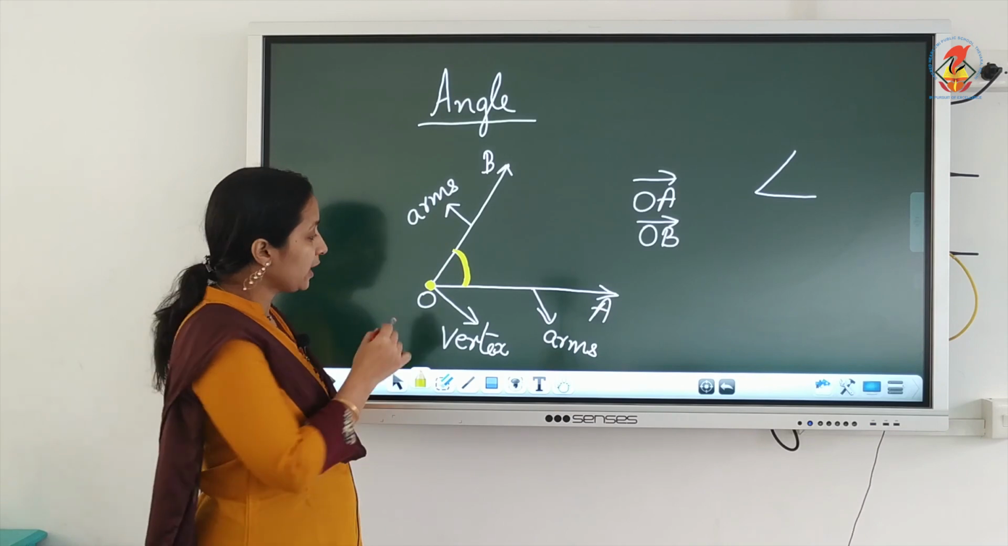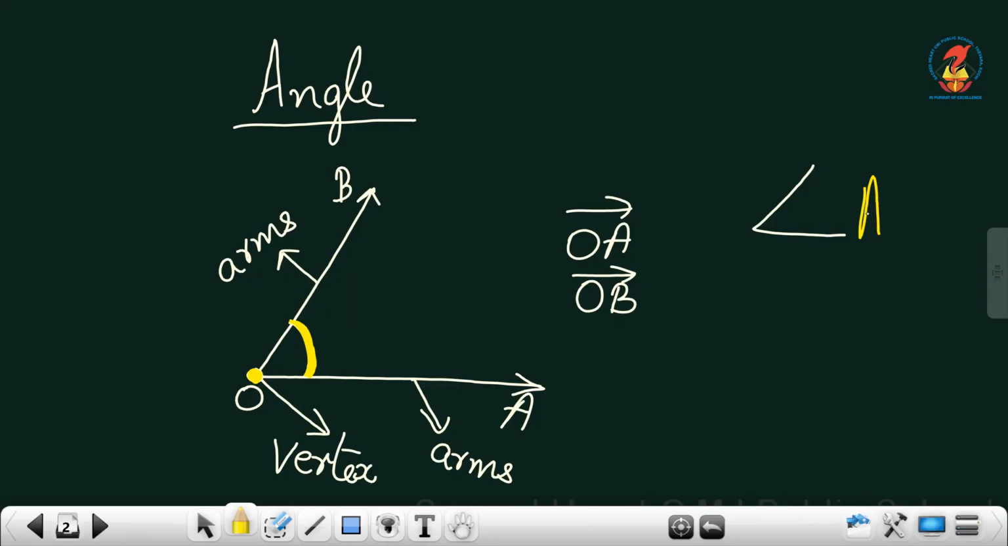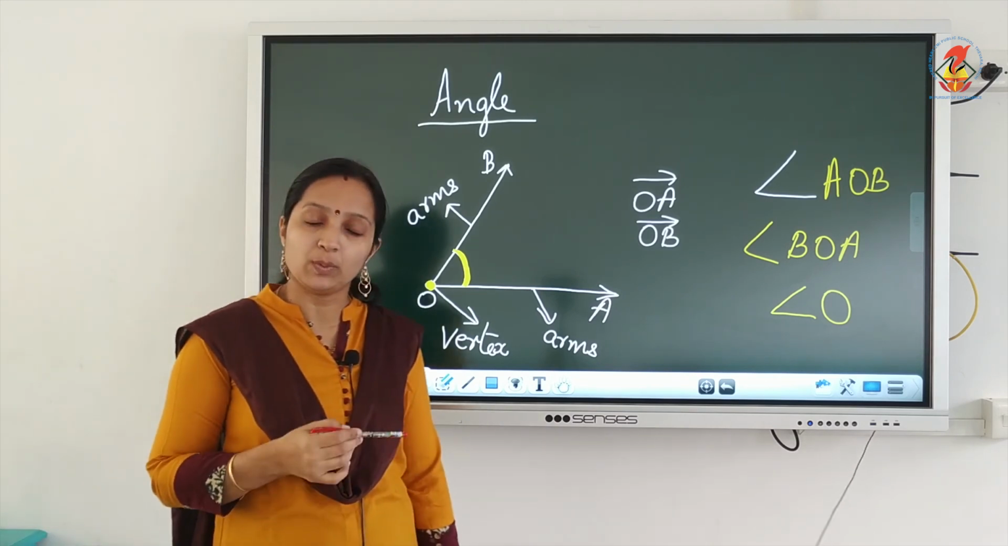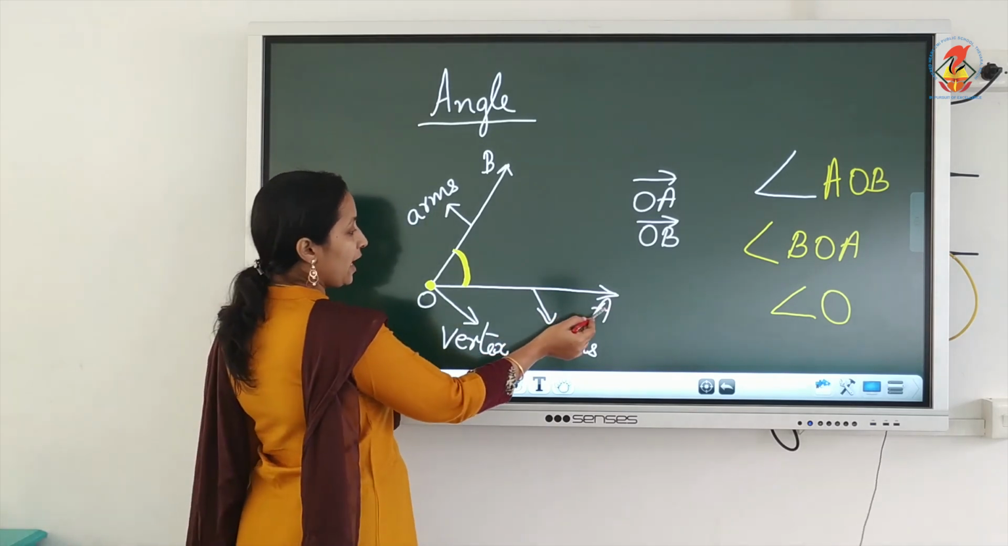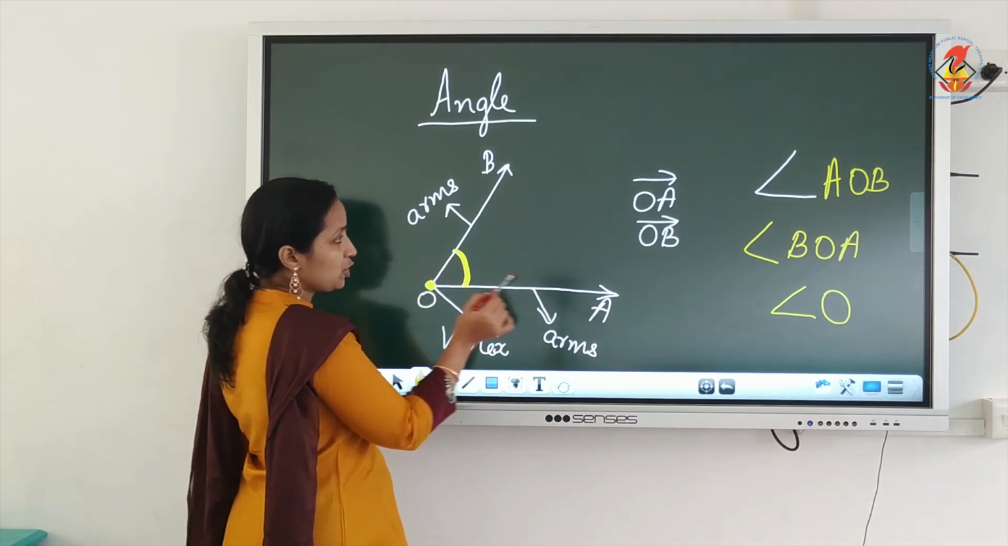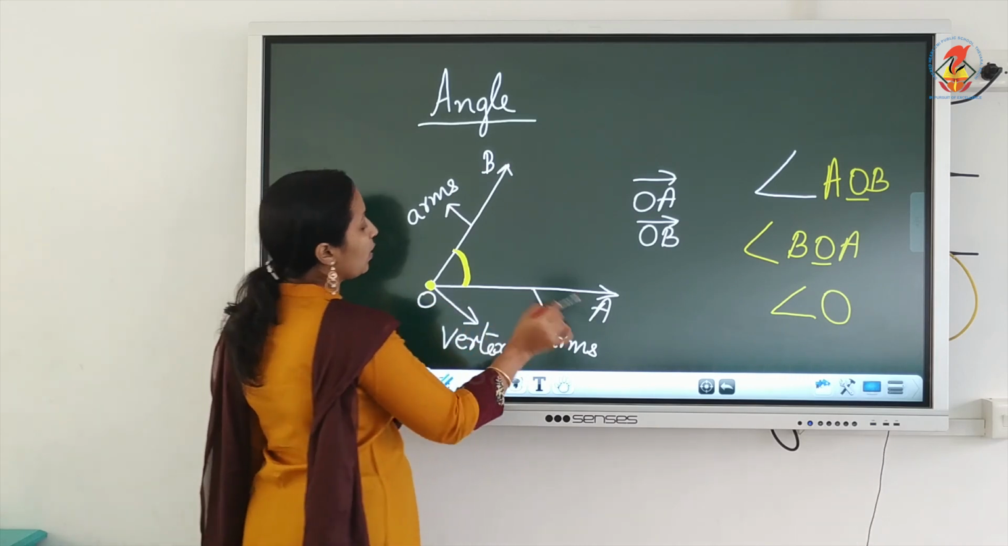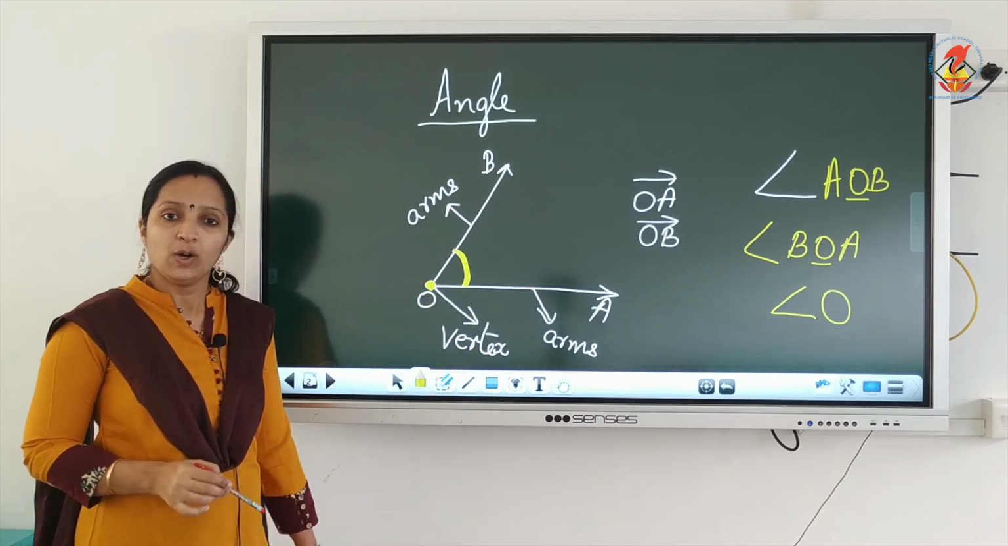in the middle. You can name this angle as angle AOB or you can name this angle as angle BOA or you can name this angle as angle O. So you can name the angle by using 3 letters or by using 1 letter. The vertex letter should be in the middle. So angle AOB, or angle BOA, or angle O.